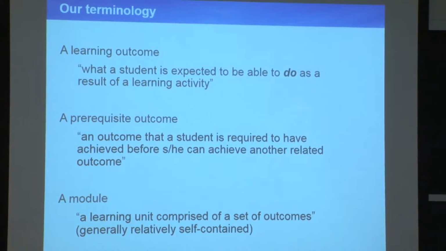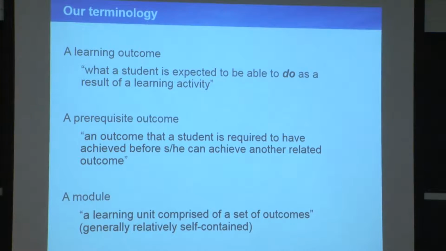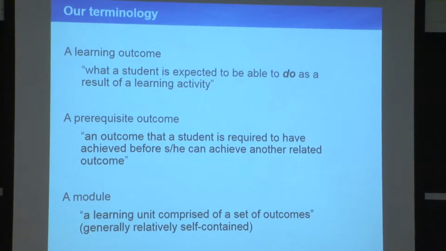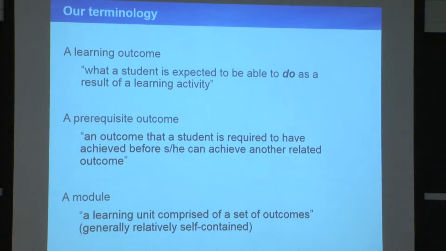Just as we think of prerequisite courses, prerequisite subjects in a curriculum, we'll be thinking about how outcomes at this granular level are related to each other in terms of prerequisites. And then finally, the term a module. So we define a module as a learning unit comprised of a set of outcomes. So you'll see already that outcomes here are our really fundamental unit. And we think of a module as being a set of outcomes that generally is relatively self-contained in the sense that it stands alone and maybe has few links to another module.